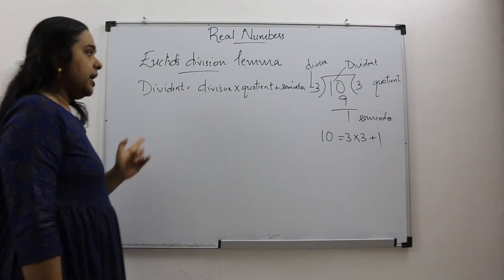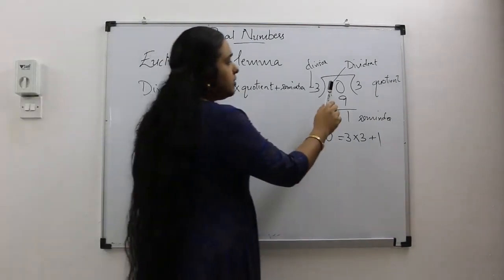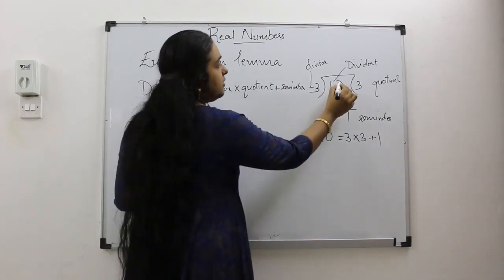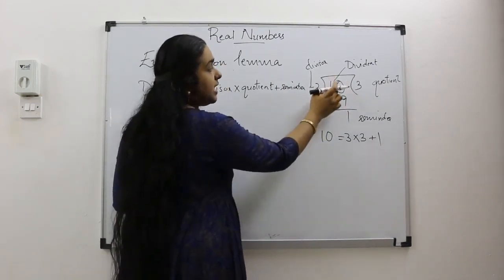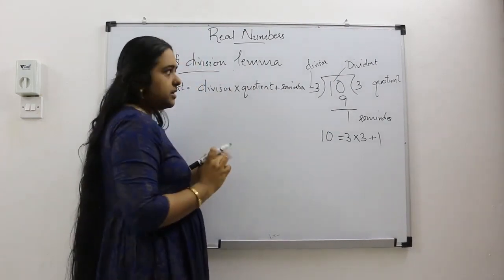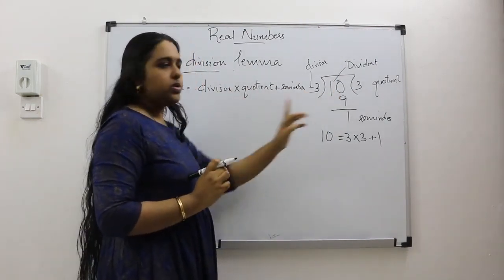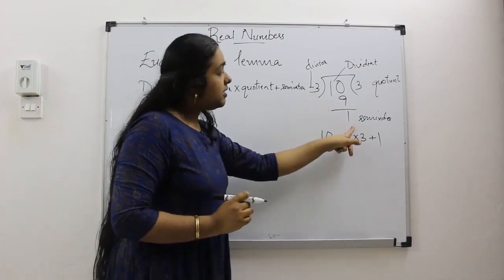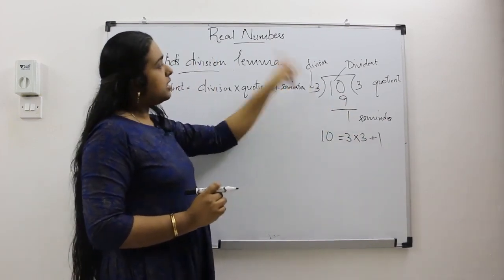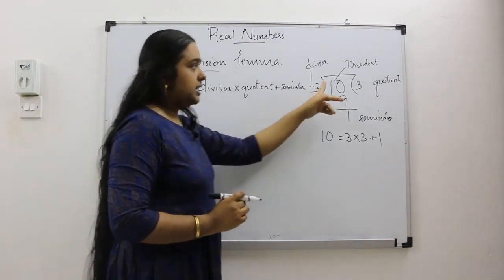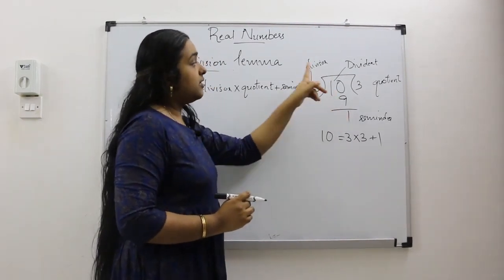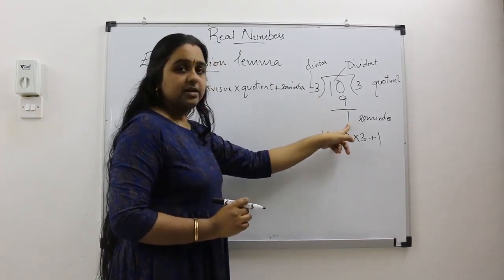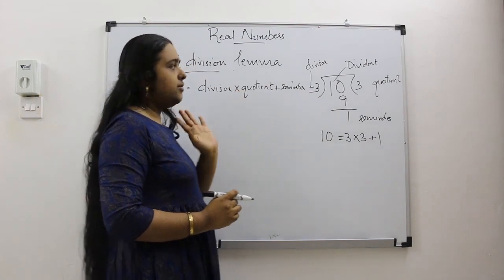Okay. And one more thing, from this division, we can understand that the dividend will be greater than the divisor. 10 is greater than 3. So the dividend will be greater than the divisor, and the remainder will always be less than the divisor.